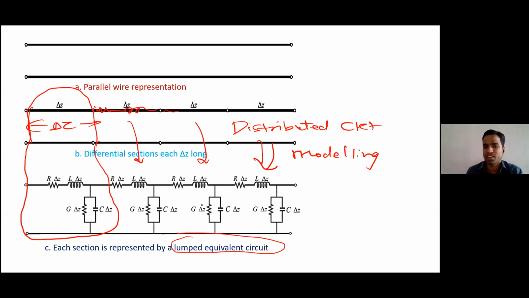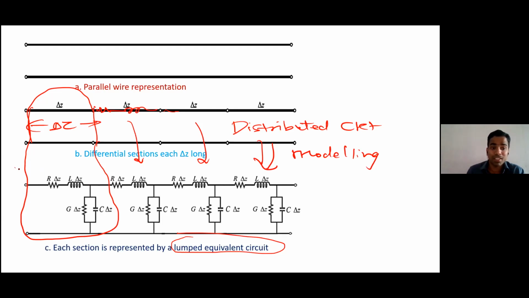This is not an exact circuit. So always remember there is a word equivalent. This is not exact. There cannot be an exact because we don't know where that is, right? So this is an equivalent circuit. There is a difference between the word equivalent and exact. I hope you understand that, right?